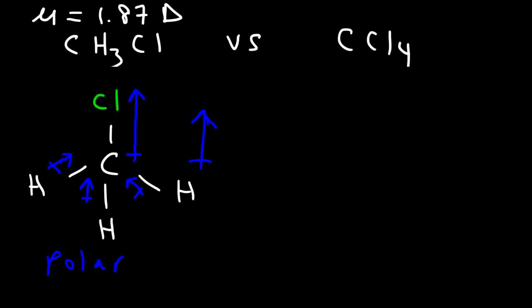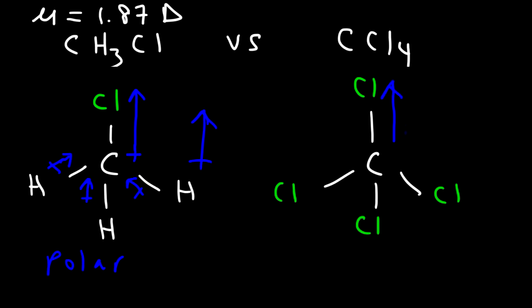Now, what about carbon tetrachloride? What do we know about its molecular dipole moment? Well, let's draw the structure for CCl4. So this time, we have 4 chlorine atoms and no hydrogen atoms. So drawing the dipole moment of each carbon-chlorine bond is going to look like this. All of the arrows will point towards chlorine.